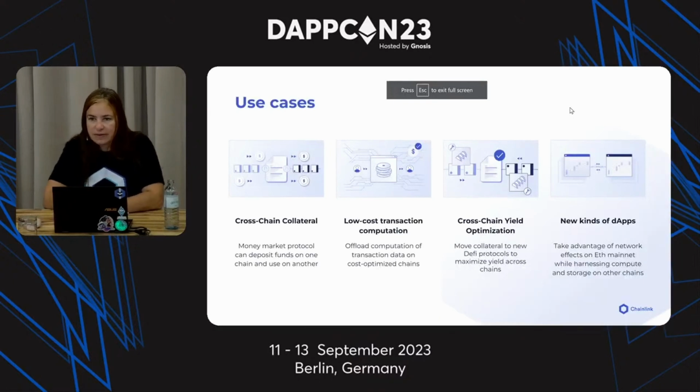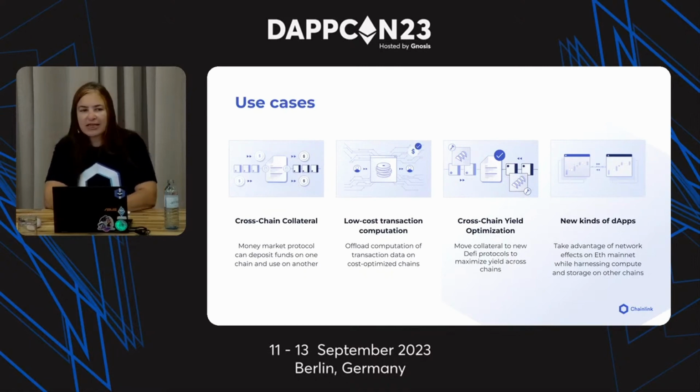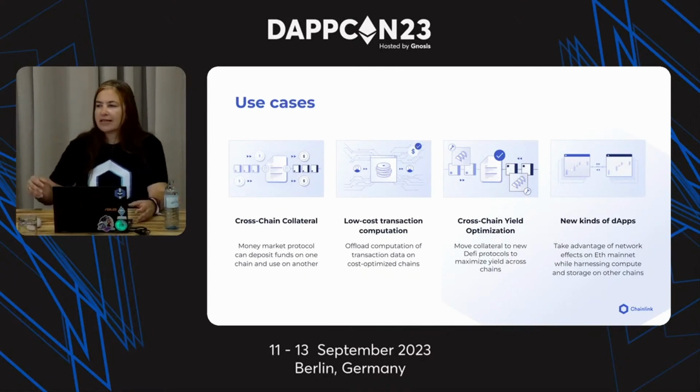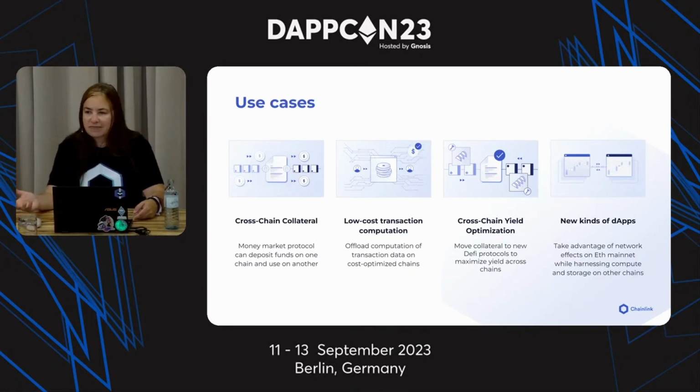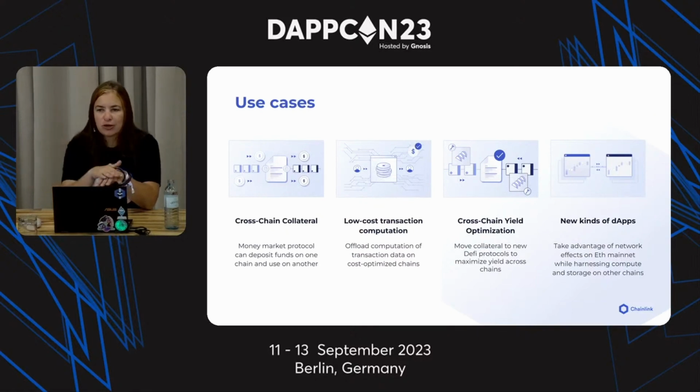Use cases. Some ideas for you related to CCIP. Cross-chain collateral. Imagine that you can have collateral in one chain and do lending, borrowing, whatever in another chain. And you are locking in one chain using another chain. Another point, imagine that sometimes it's so expensive to do computation, simply computation. What about doing this computation in a low-cost chain and only bringing the result to your main contract in another chain? You can also have yield optimization.